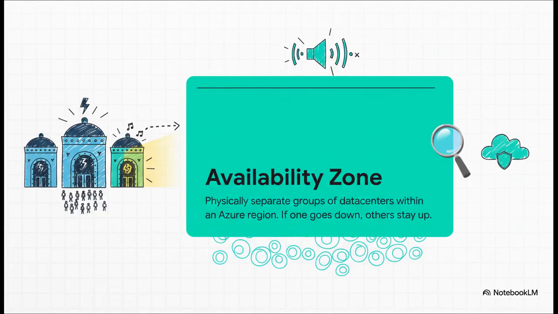Next up, availability zones. Imagine these as totally separate concert halls in the same city. Each one is its own independent building with its own power, its own cooling, the whole shebang. So if one hall has a sudden power outage, the show can instantly move to one of the other halls, and the audience, they probably won't even notice. This is Azure's built-in protection against something going physically wrong in one specific spot.